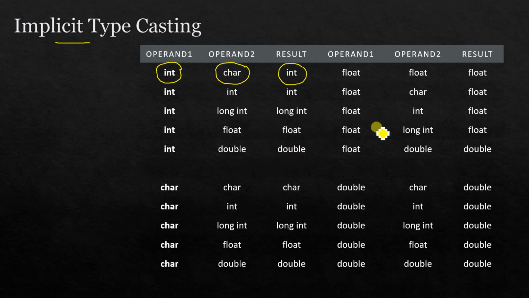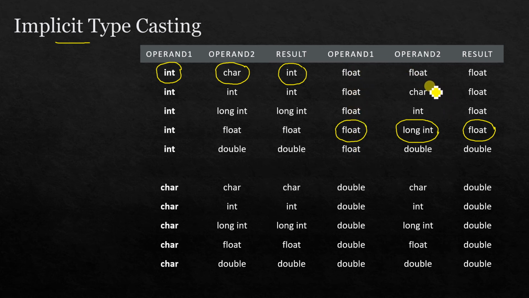Similarly, I am just taking another example from here. Let's say the first operand will be float and the second operand will be long int. Then when you perform any operation between these two operands, the result will be a float. Got it?